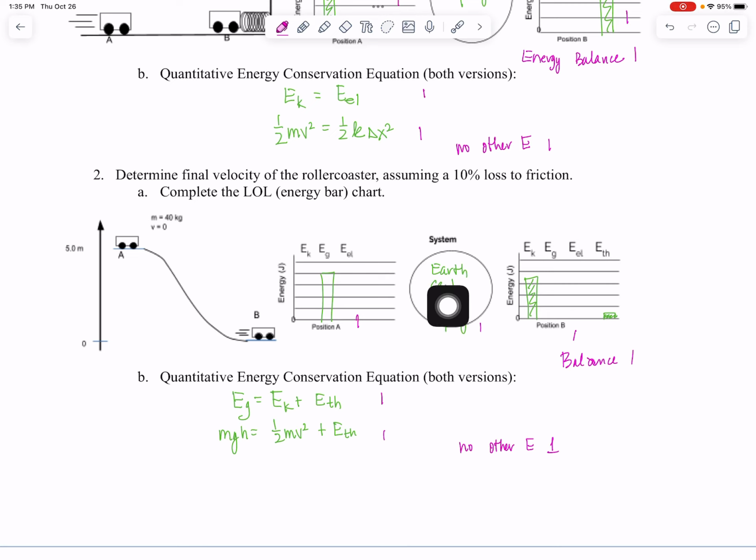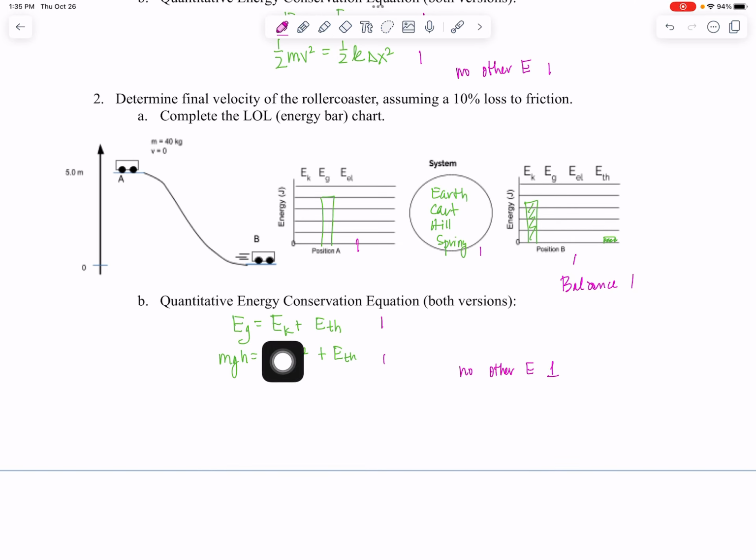If you don't have earth in here, you cannot have gravitational potential energy, because that is due to the earth's gravitational field. So if you don't have earth, you would have to have work due to the earth. So a couple of people left earth out and put in gravitational. You can't have both. So again, 1 point for EG, 1 point for the system, 1 point for these energies, 1 point for an energy balance. And then 1 point for your variable equation, 1 point for putting in your formulas, and then 1 point for no other energy.